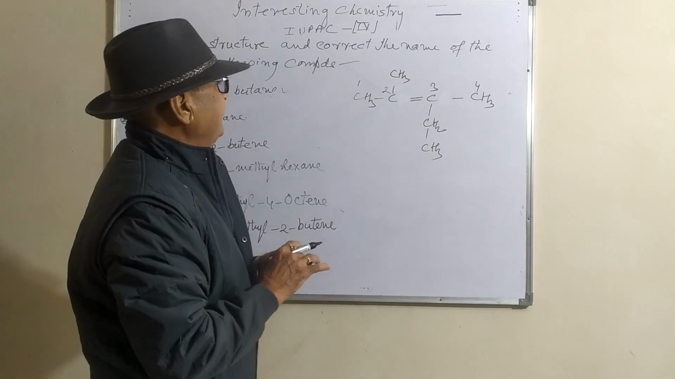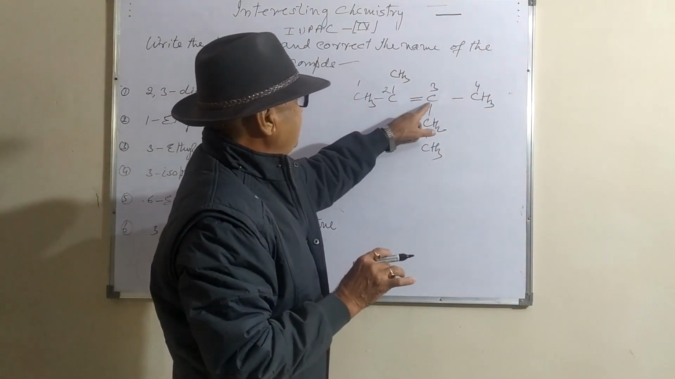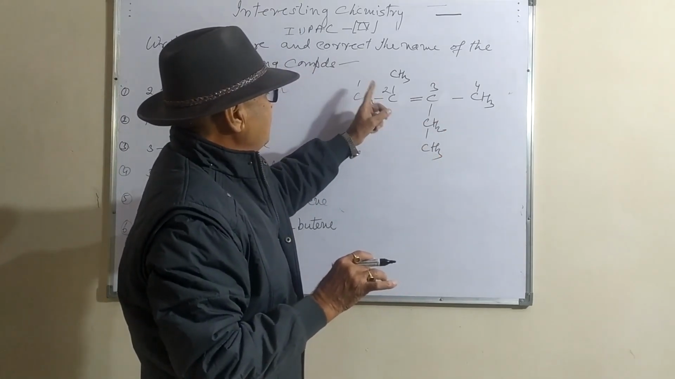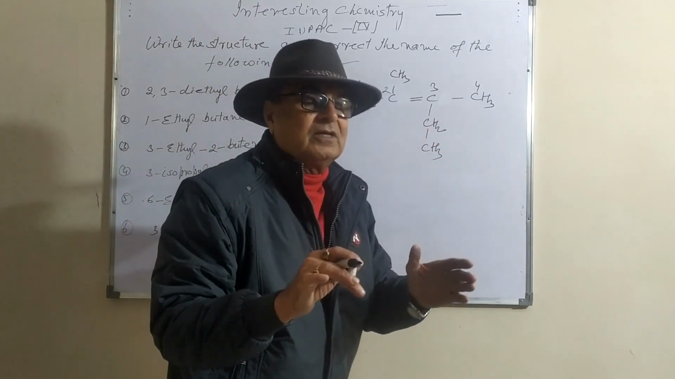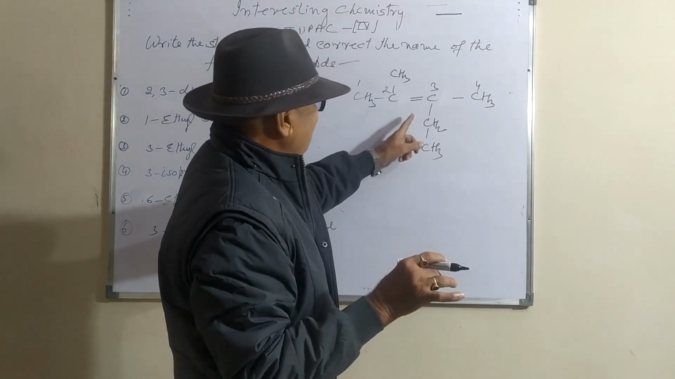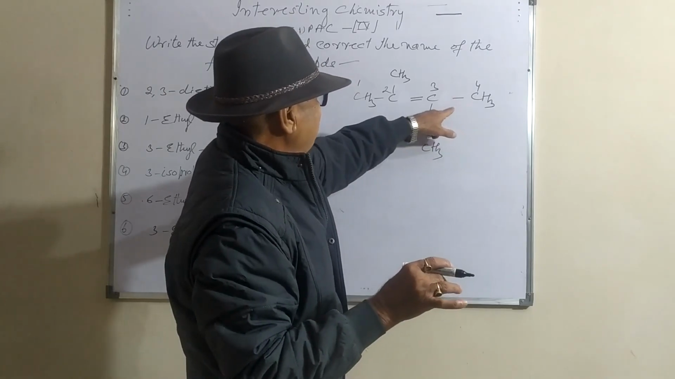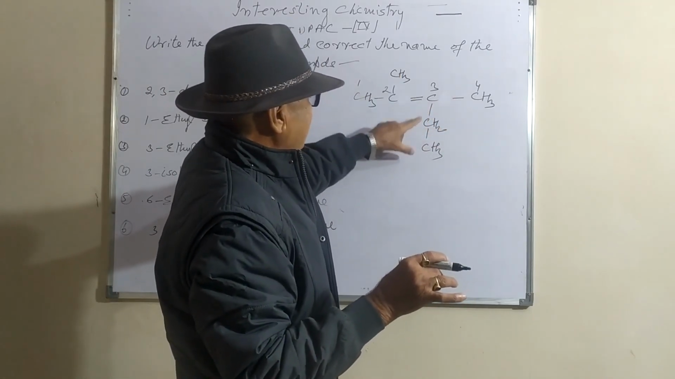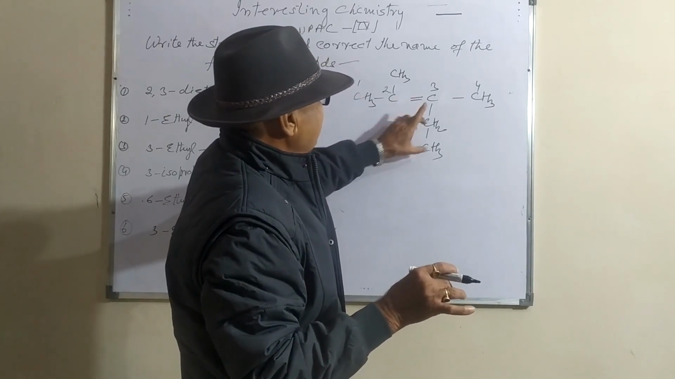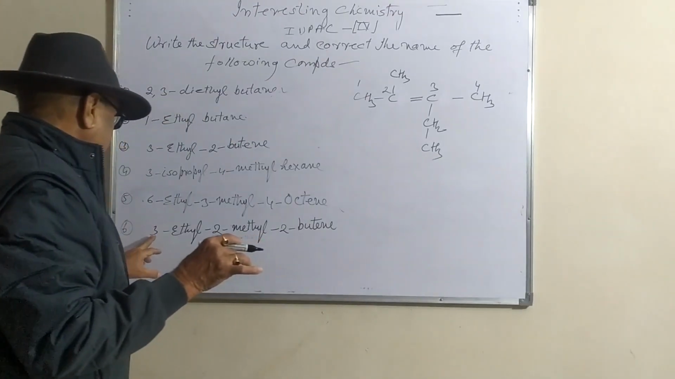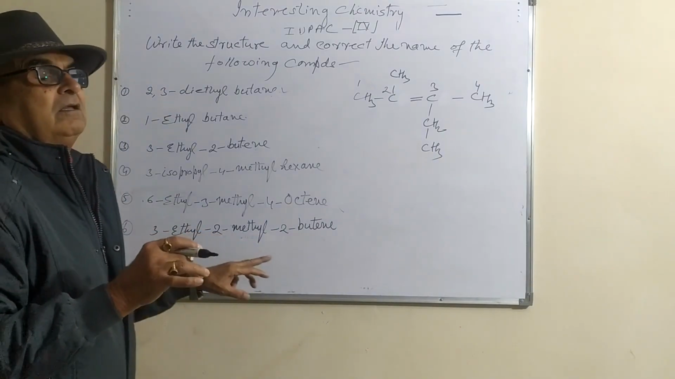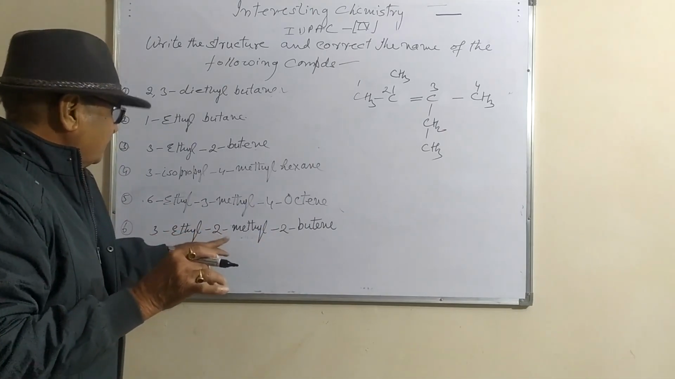So if you find here 1, 2, 3, 4. One thing you should know: if I think that this name is correct, then again the numbering must be started from here to give the lowest number to this C2H5 group. So it should be 2 ethyl, 3 methyl.